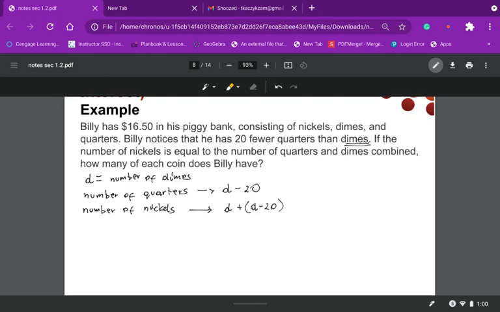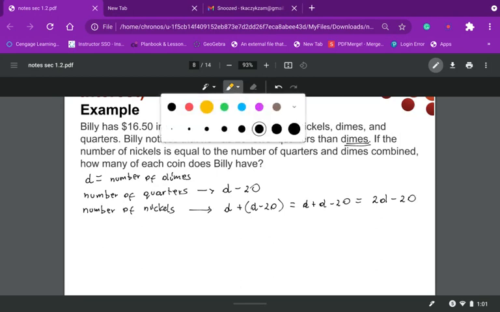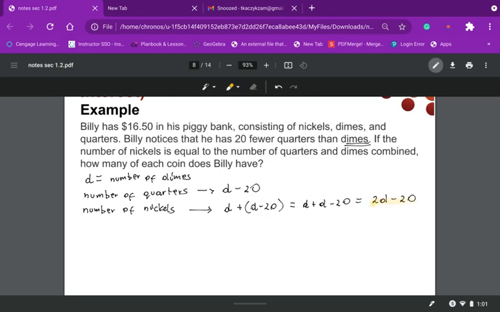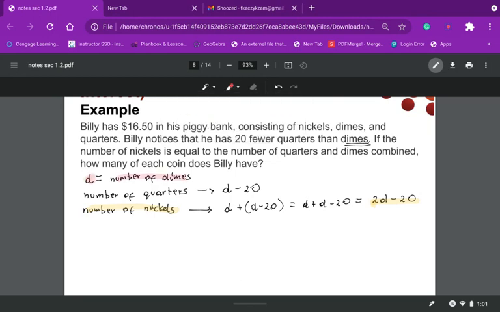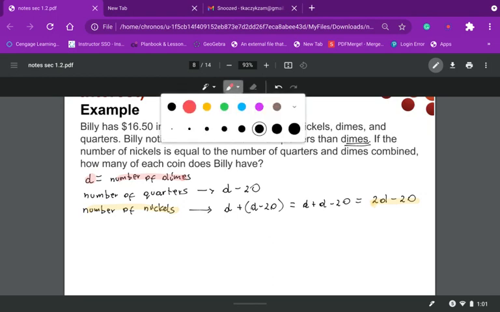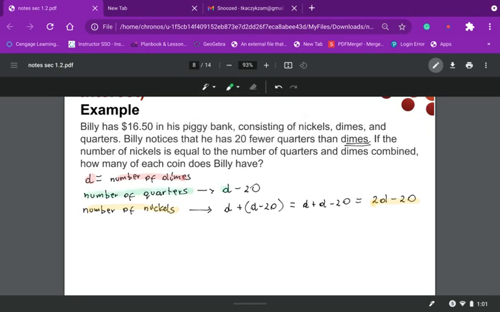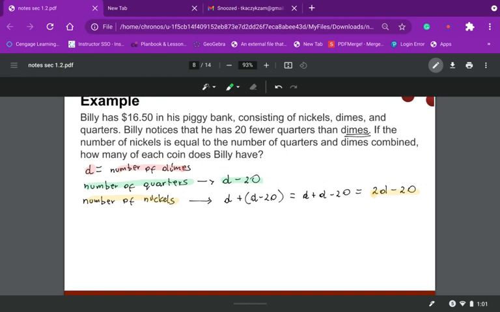Let me simplify that. We have D plus D minus 20, which is the same as 2D minus 20. So 2D minus 20 stands for the number of nickels. D stands for the number of dimes, and for the number of quarters we use the expression D minus 20. Everything is expressed using the variable D.